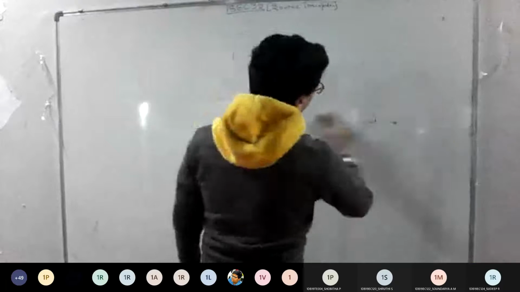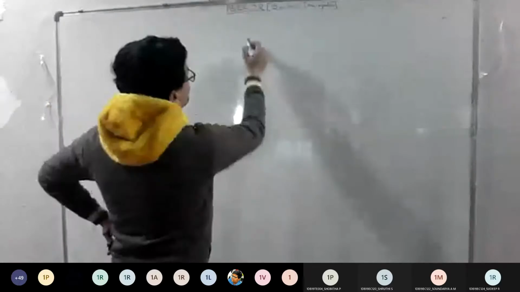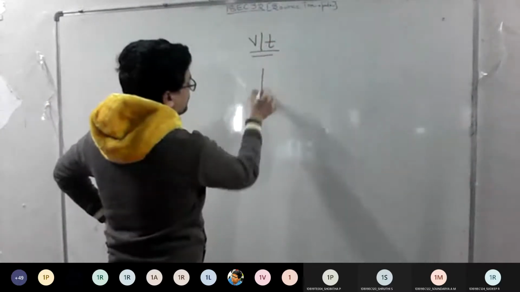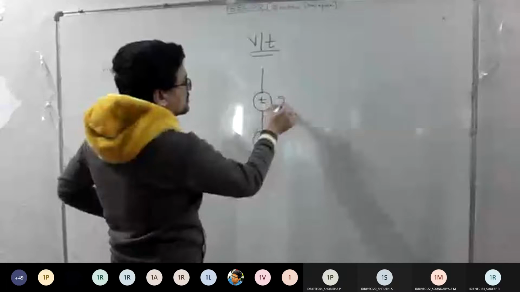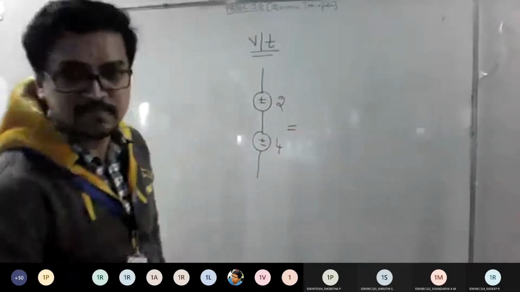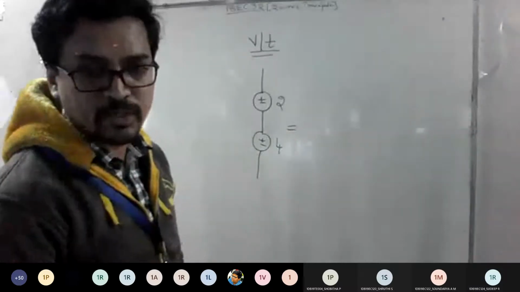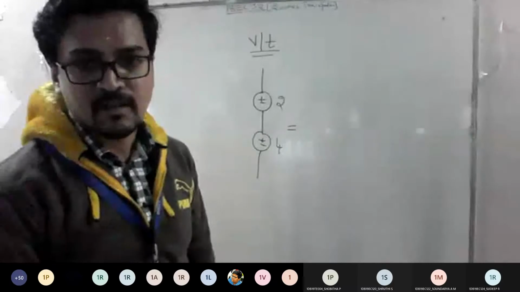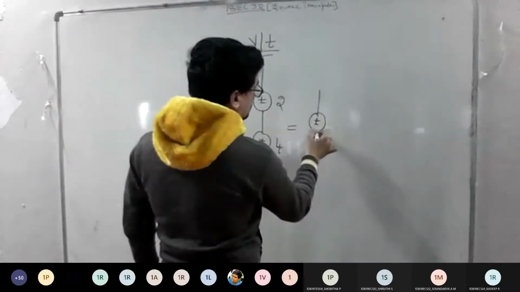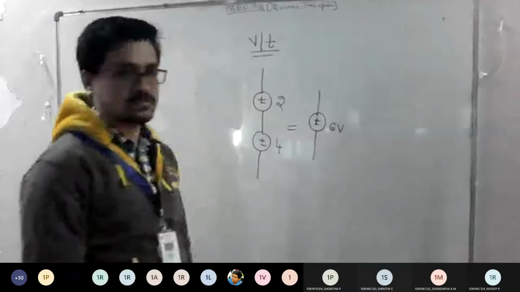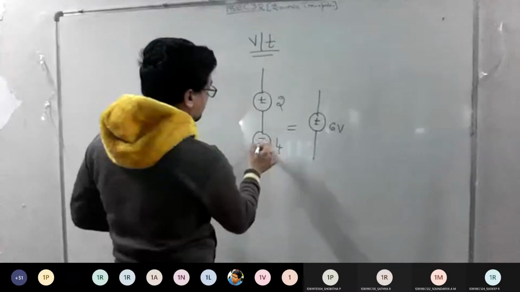Now before going to solve the problem, just tell me if you find such things. For example, if you connect two voltage sources in the same way, assume that this is 2 and this is 4. What is the equivalent of this? 6 volts. You know that voltages in series can be added. Similarly, currents in parallel can be added. So instead of these two separately, I can take one voltage source and designate it as 6 volt.